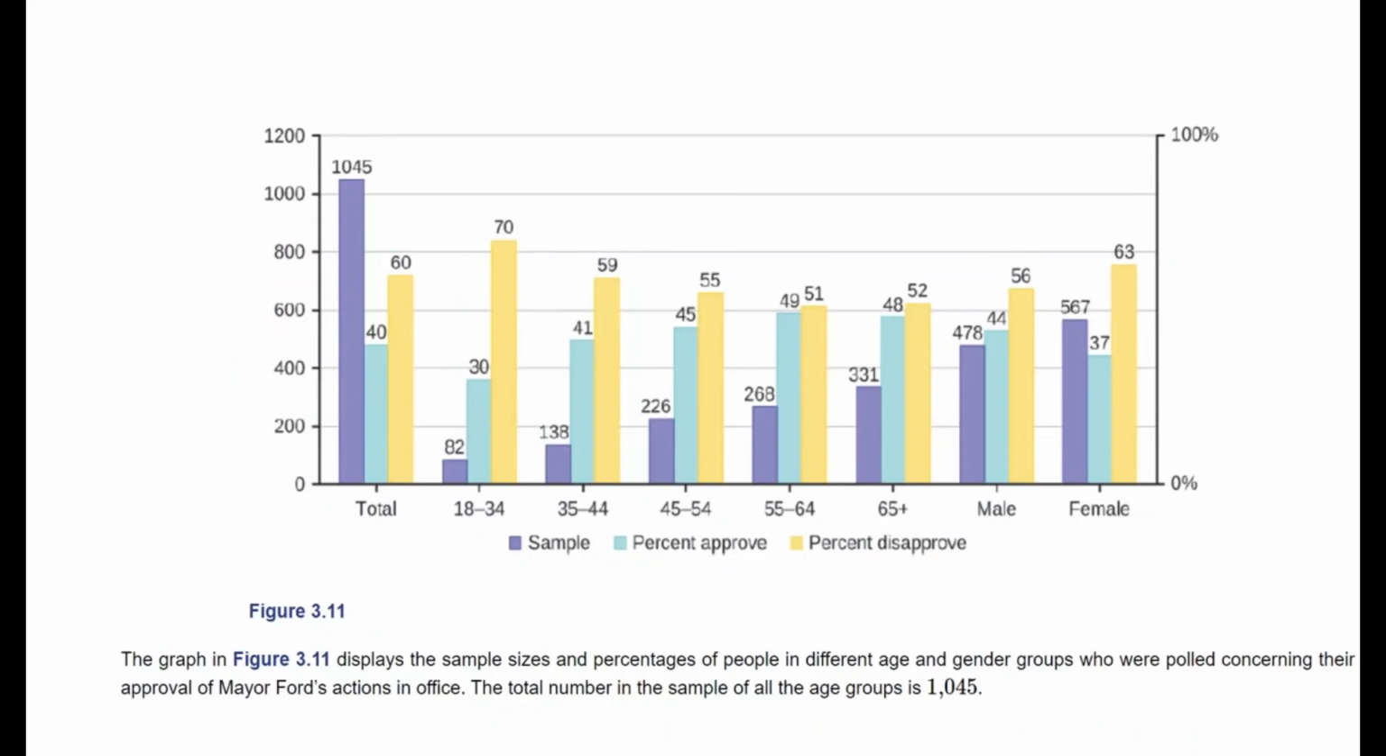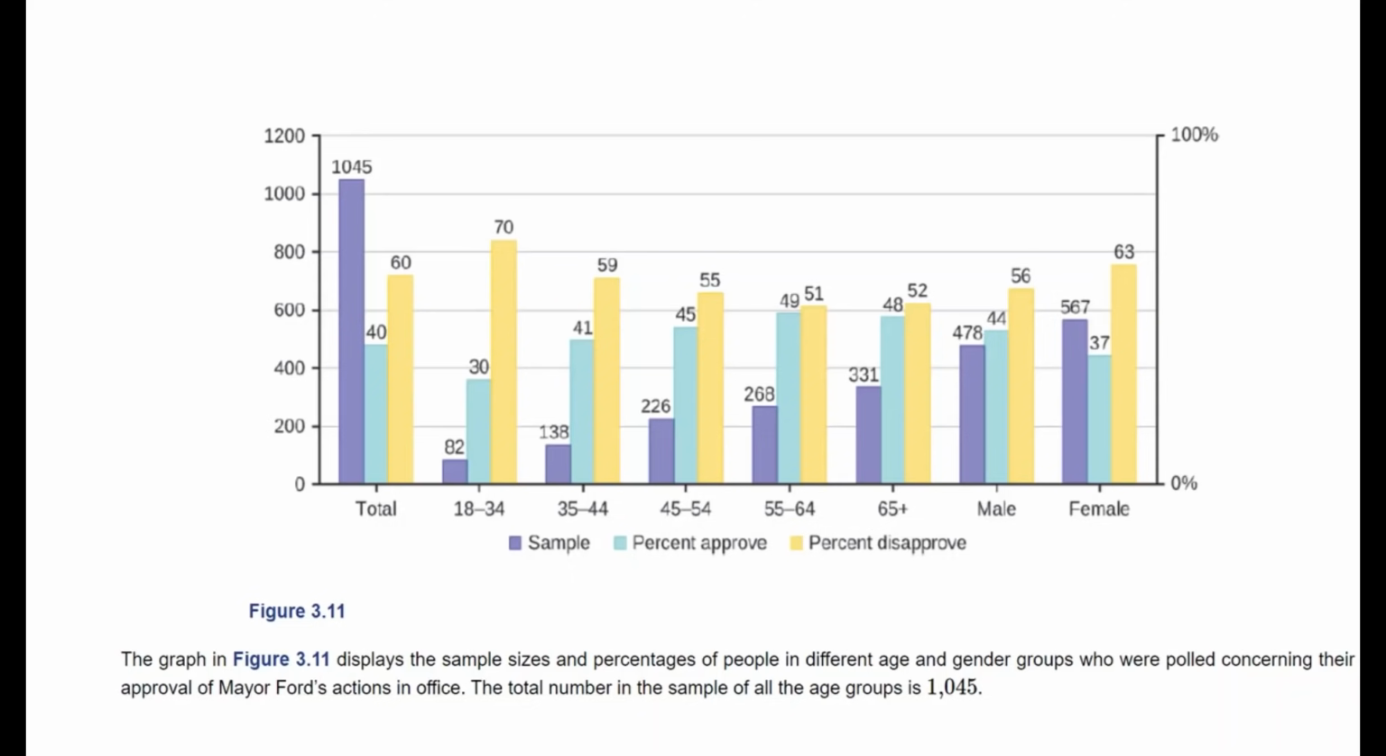For example, this first graph in front of you represents the outcomes of a city election. You see a graph that is called a bar graph. The x-axis of the graph represents people in different age groups and genders. The y-axis has two sides. The left side represents the number of people who took part in the election. The right side represents percentages of people, and the bars in between have three different colors.